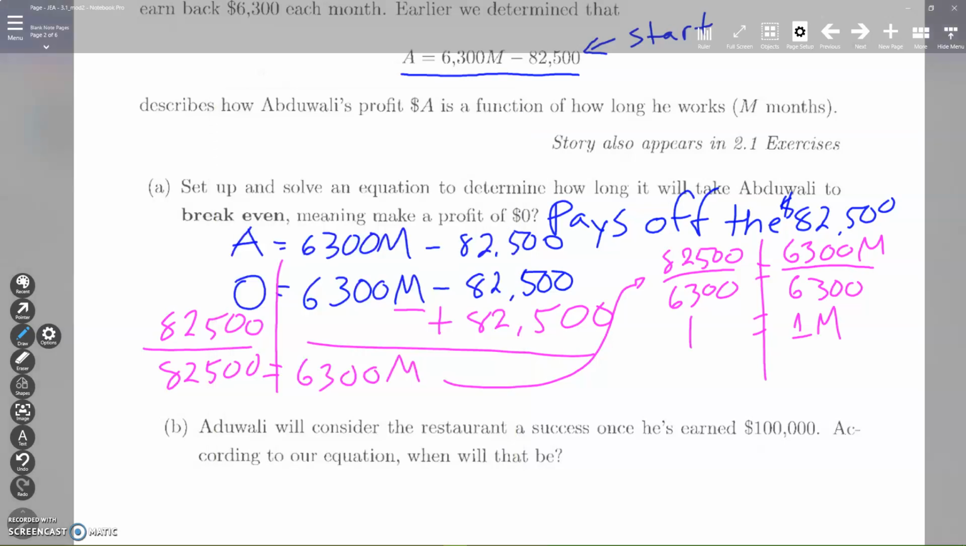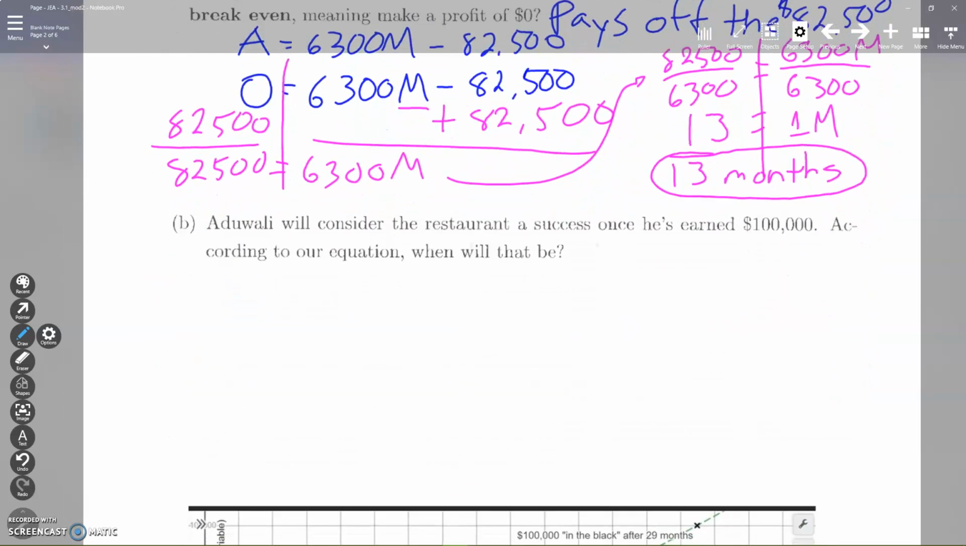And so for the sake of argument, we could actually just say 13. So M would be equal to 13, which means he should have all that paid off in just a little over 13 months. And so that's how long it'll take him to pay off his 82,500. And then after that, he should start making a profit. He'll have money in his pocket.